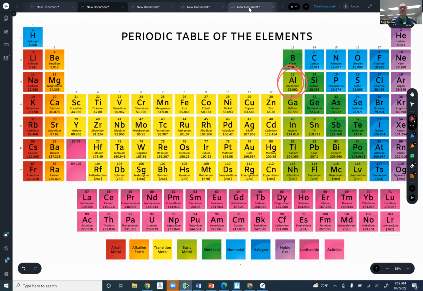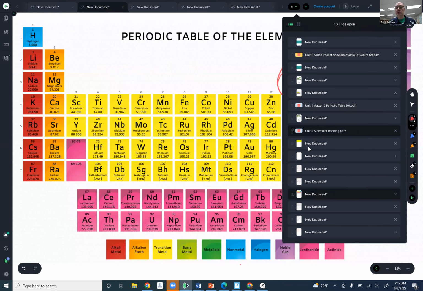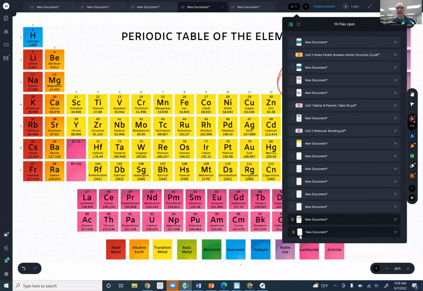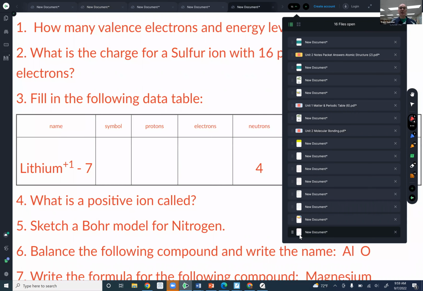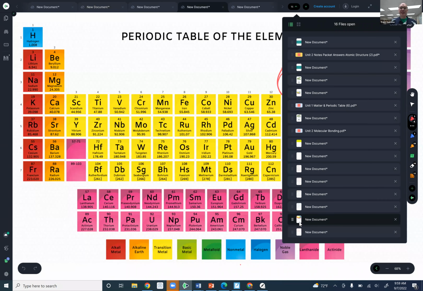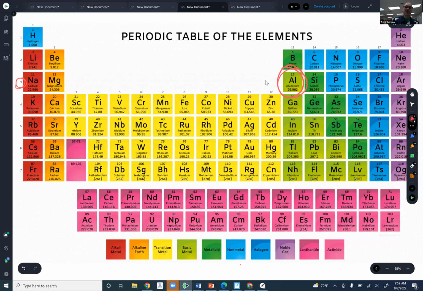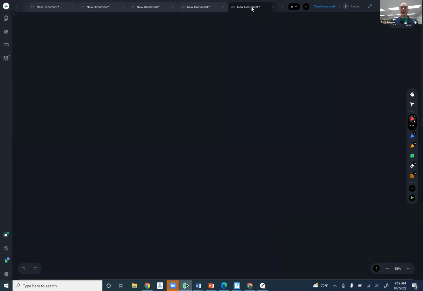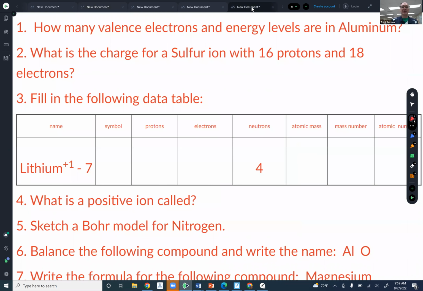So if the question is asking us how many protons, is that what it's asking? Energy levels, sorry, and valence energy levels. So it is on the third energy level that is evidenced over here by its period number. It is in the 13th group. It has 3 valence electrons. Okay, so 3 and 3 is what we have there. So 3 valence electrons, 3 energy levels.